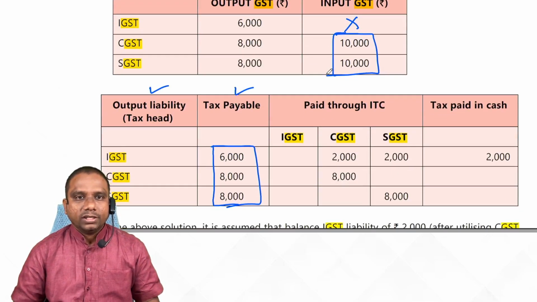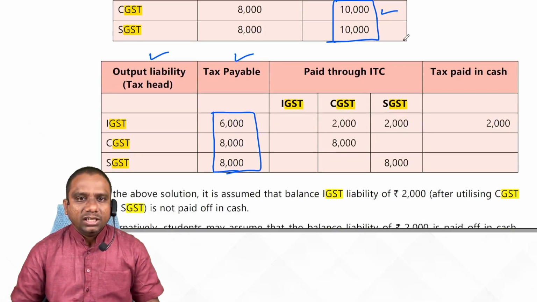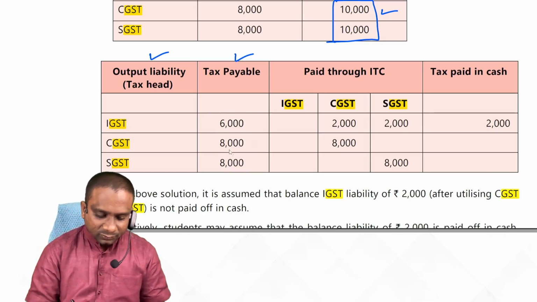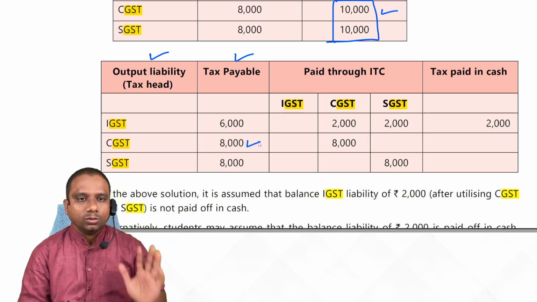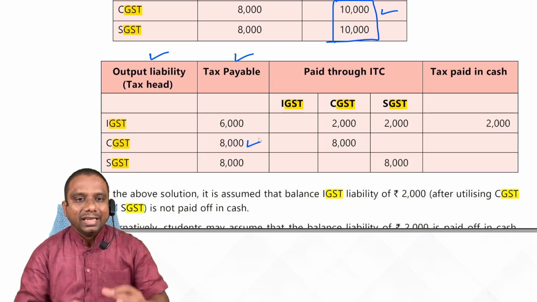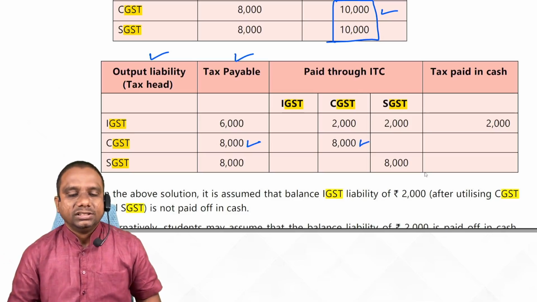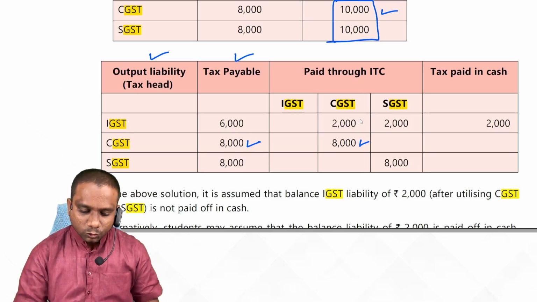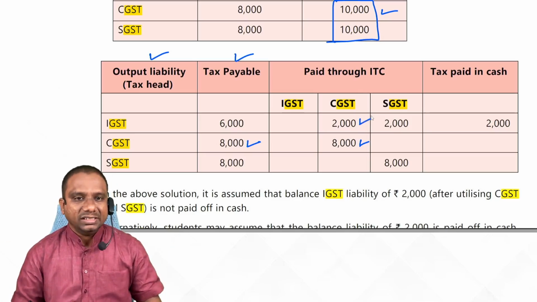Now, first look at CGST. First we set off CGST. How much is the liability of CGST payable? 8,000. 8,000 is my liability. I have input of 10,000. Out of 10,000, 8,000 I will adjust against CGST. What's the balance left? 2,000 rupees. This I can adjust against output IGST. So I am adjusting 2,000 against output IGST.